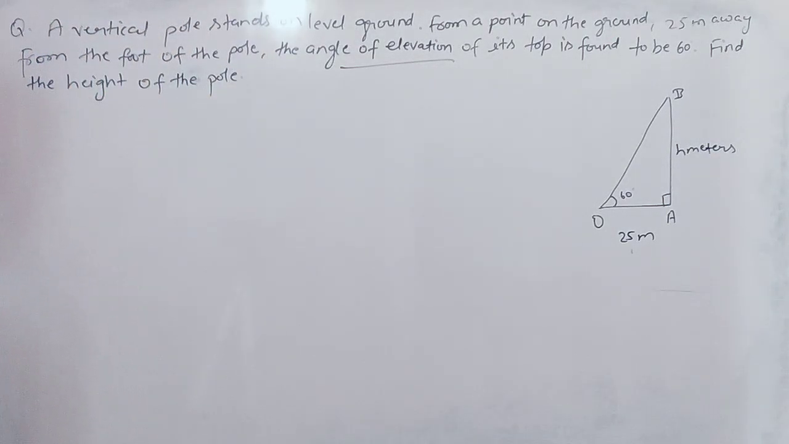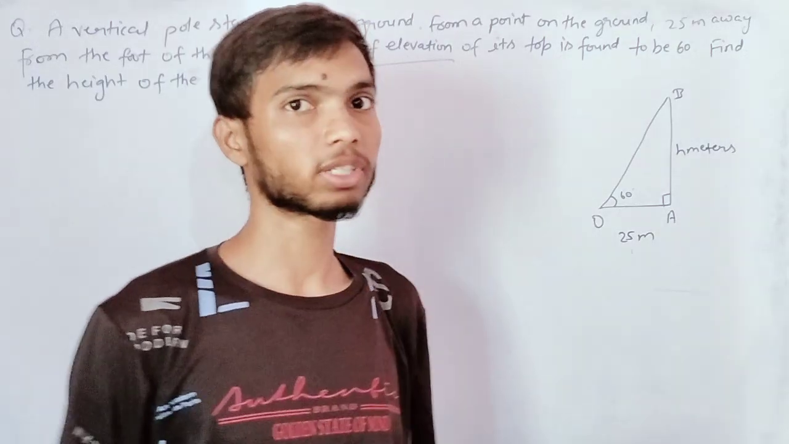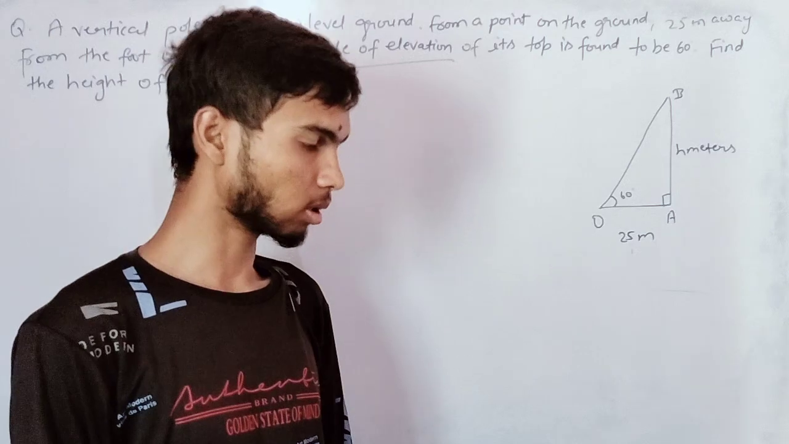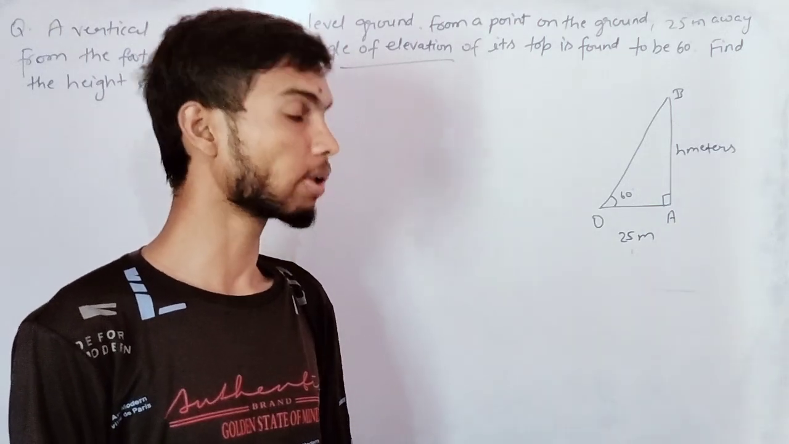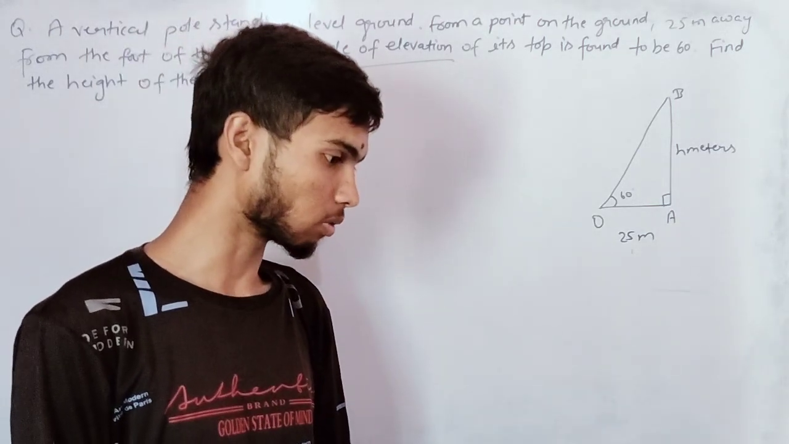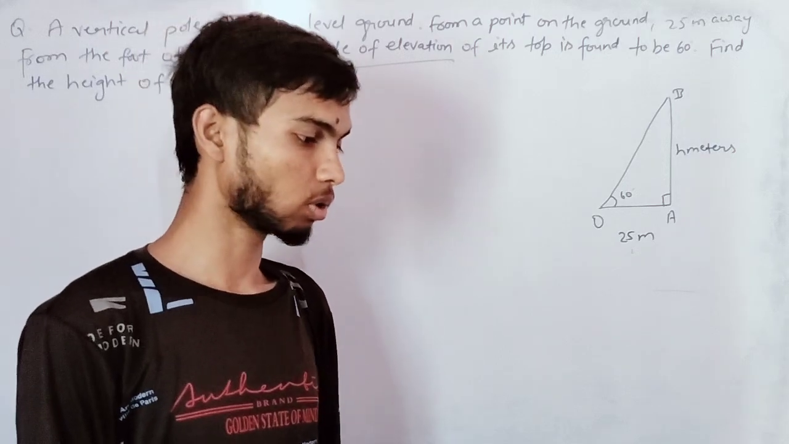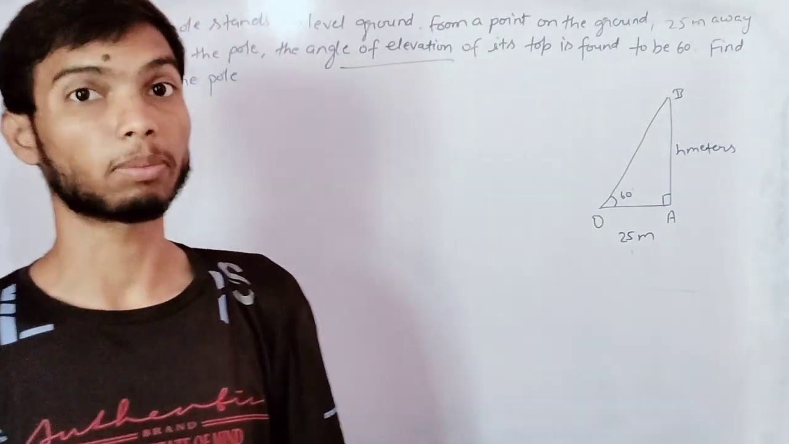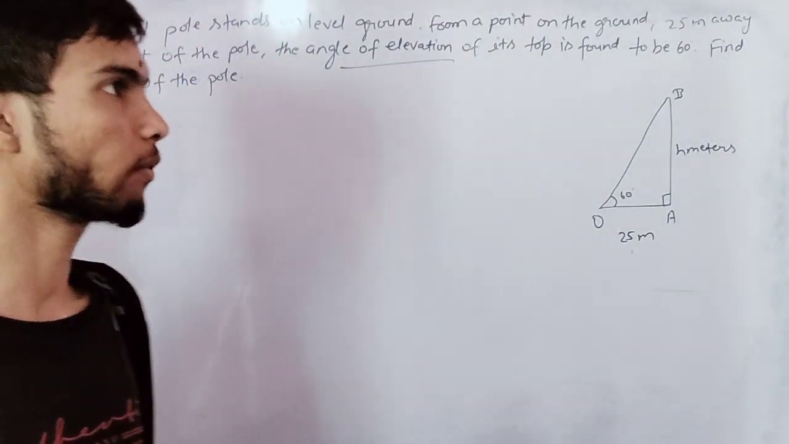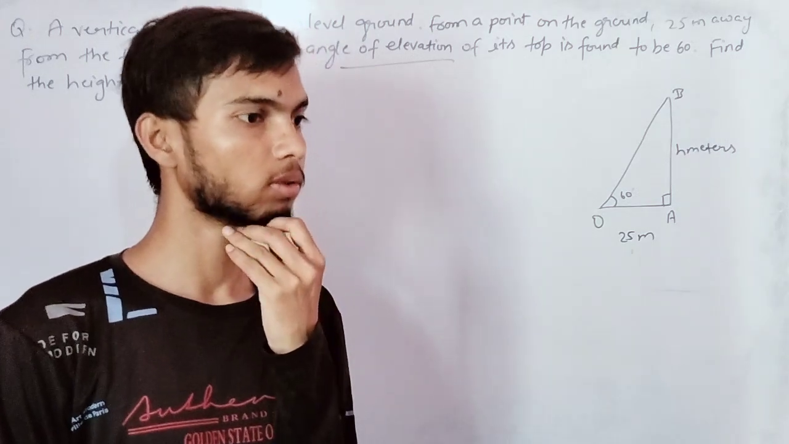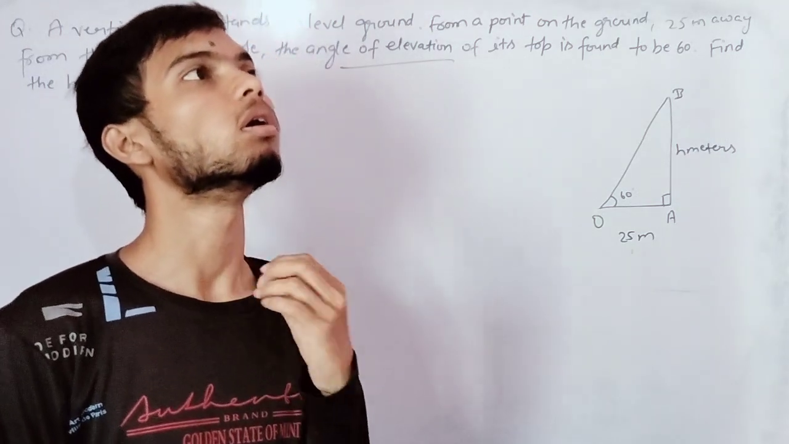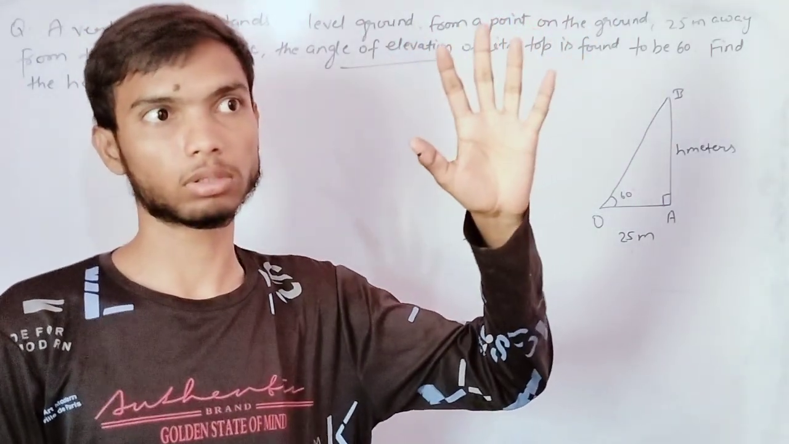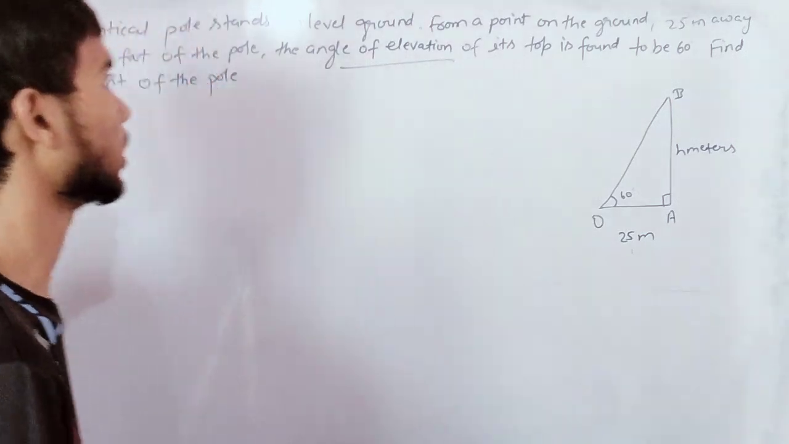Angle of depression means the person is like this, and he is watching downward rather than watching upward. He is watching downward from somewhere. So here this rotation will be known as the angle of depression. If the observer is looking upward, then the rotation would be the angle of elevation.